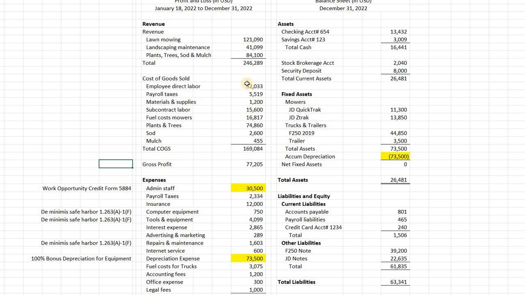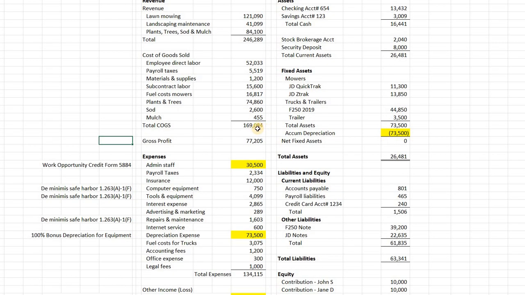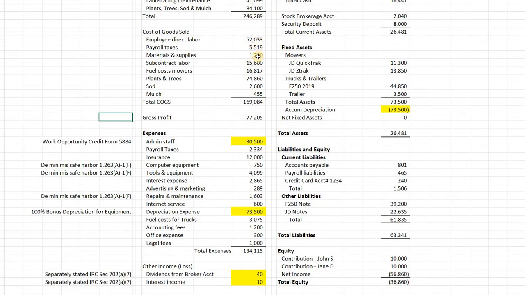So plants, trees, sod, mulch, and so on. Cost of goods sold, so these are the direct costs allocated to the revenues: labor, materials and supplies, fuel costs for the mowers, and so on.